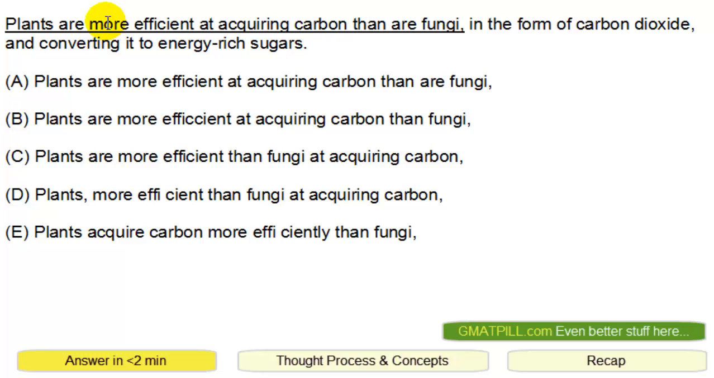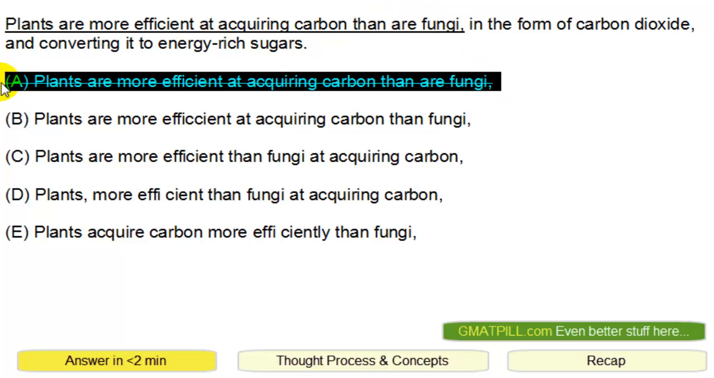Plants are more efficient at acquiring carbon than are fungi. Alright, this is apples and oranges. We're trying to compare plants' ability to acquire carbon with fungi's ability to acquire carbon. So A is almost saying that plants are more efficient at doing this than they are at acquiring fungi. That does make sense. So A is no good.